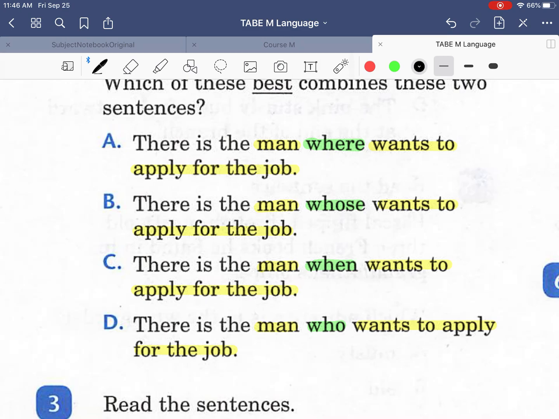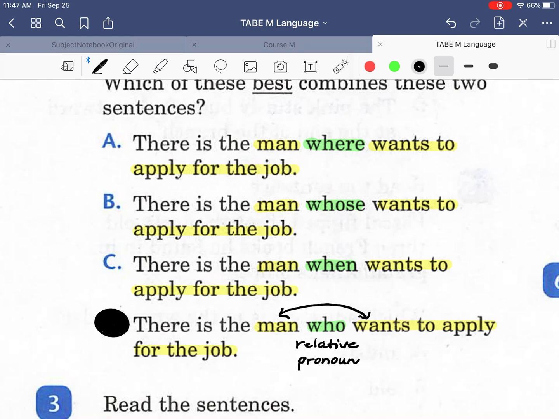So here's the relationship related by a relative adjective. Sorry, pronoun. I don't know where adjective came from. I guess I'm thinking that the wants to apply describes the man, but the who is the relative pronoun, and that is option D. I promise you guys, I am a math teacher. Words are not my thing. I am learning with you here.